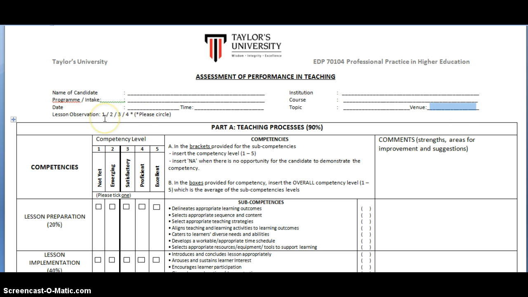Okay, lesson observation here, please circle either the first observation or second. Now in certain cases I might need to observe you a third time, so make sure that you circle this.